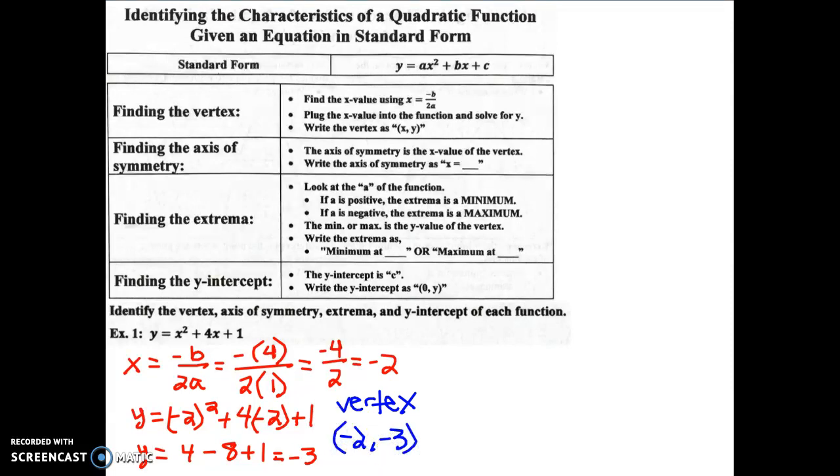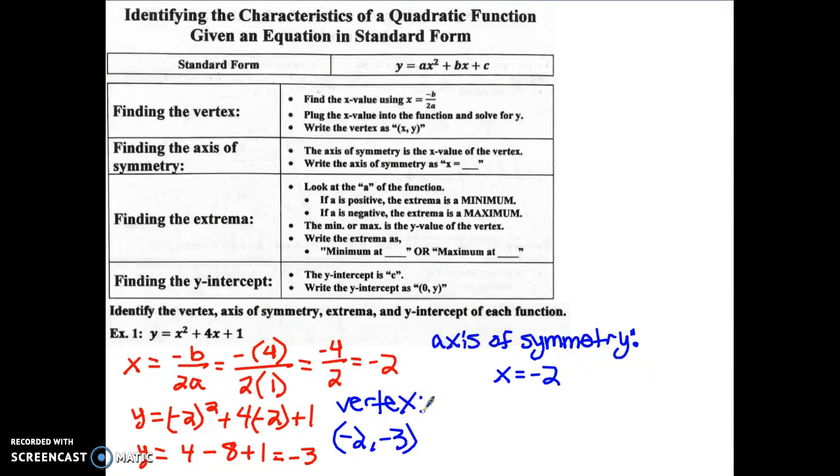All right, let's move on to our axis of symmetry. Now we're told that the axis of symmetry is the x value of the vertex, and it's written as x equals. So we actually have no work to do here because we're just going to look at what we've already done for the vertex. So I'm simply going to write axis of symmetry is x equals negative 2.